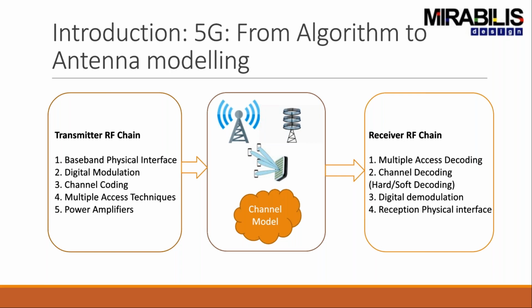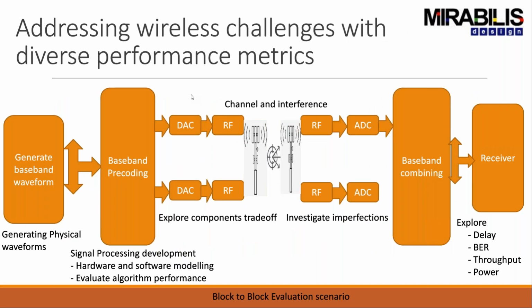Right now, I'm going to address how the challenges in wireless are faced by using various performance metrics. Here you can see the exact structure of the wireless simulations. In the basic model, we generate the baseband waveform, and then it comes to baseband precoding. Over here, you design your own model. For example, you can think of massive MIMO or hybrid beamforming. You design accordingly. You don't need to wait until the end of the RF chain.